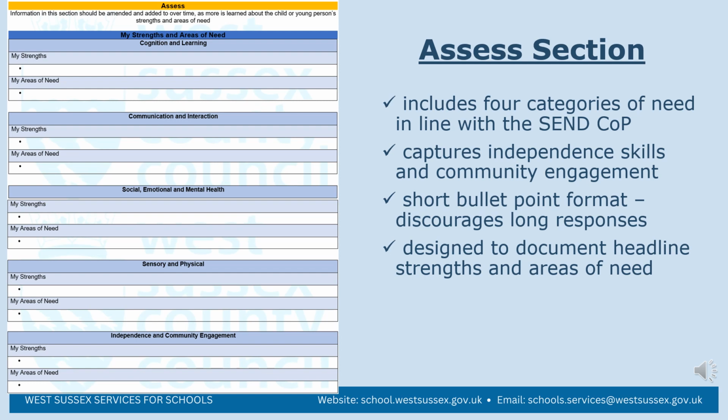The Assess section collects important information about the child or young person. It is organised into the 4 categories of need, in line with the SEND Code of Practice. There is also a section to record independent skills and community engagement. The short bullet point format discourages long responses. It is designed to document the headline strengths and areas of need for clarity.